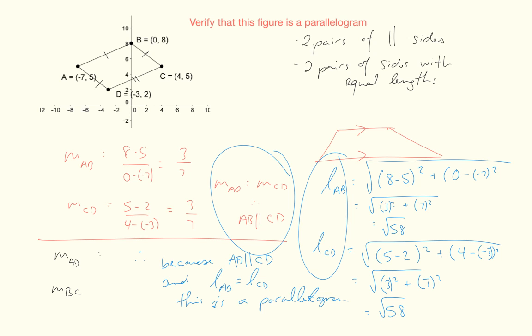I think I've done enough. Maybe not. Maybe I haven't. I could do more. Like I said, I could find more lengths. I could find more slopes and prove beyond a shadow of a doubt that this is a parallelogram. But what I've done here, two different methods, just using slopes, but also using slopes and lengths, I've verified twice that this is a parallelogram.